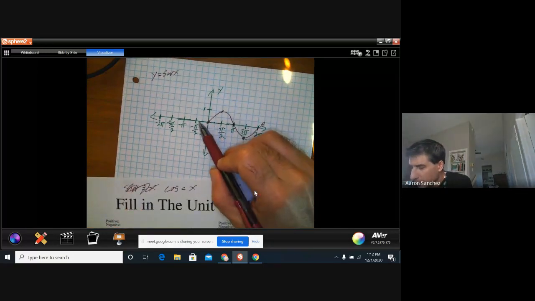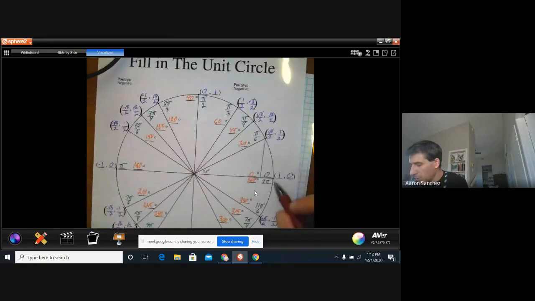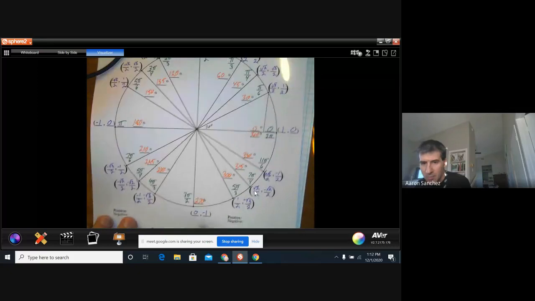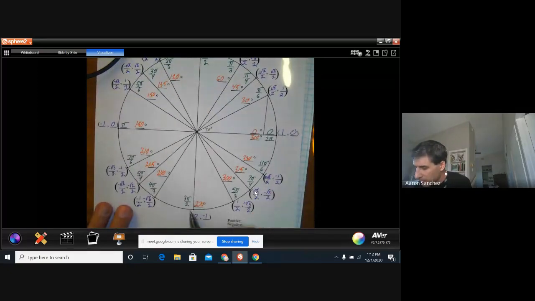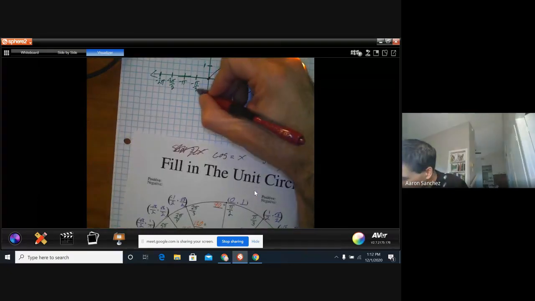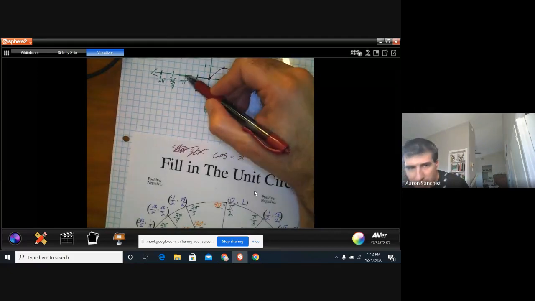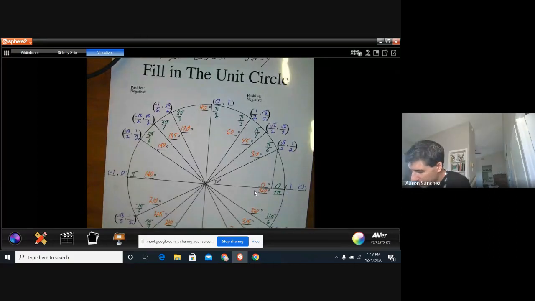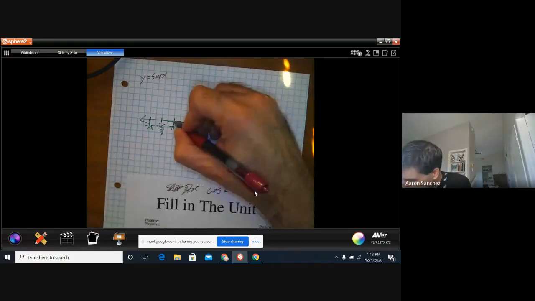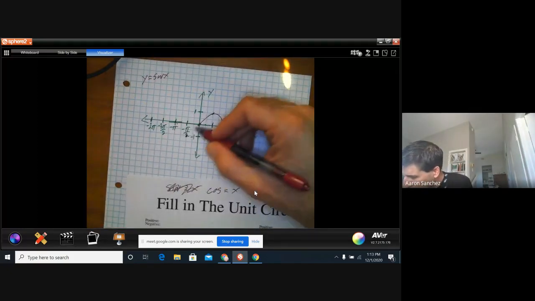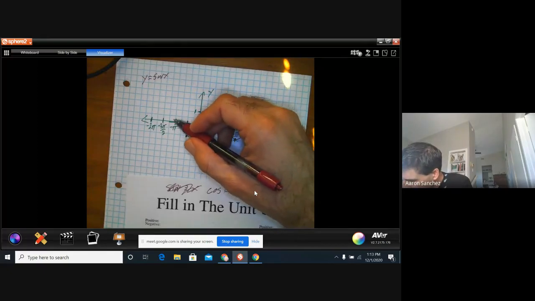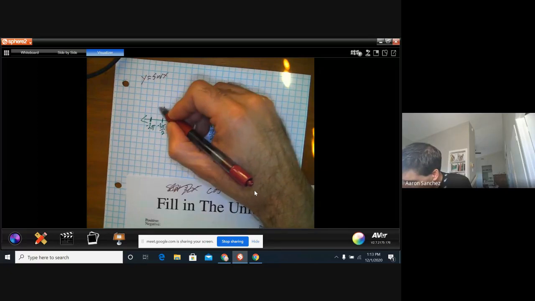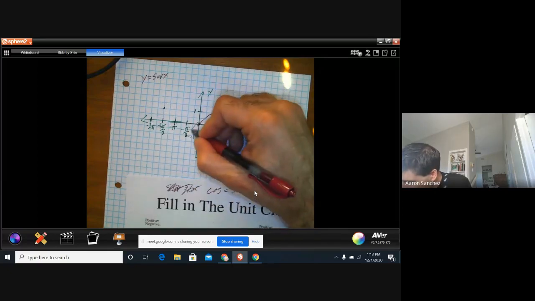Now, negative pi over 2 would be negative 90 degrees in this direction. Sine would be negative 1. So then I go here, negative 1. And then negative pi would be in the negative direction, right here. My sine would be 0. So we go back up at 0. You can start seeing the pattern. I go down, up, back up to 1 here. And then negative 2 pi, I go back to 0. And then that is my sine graph.